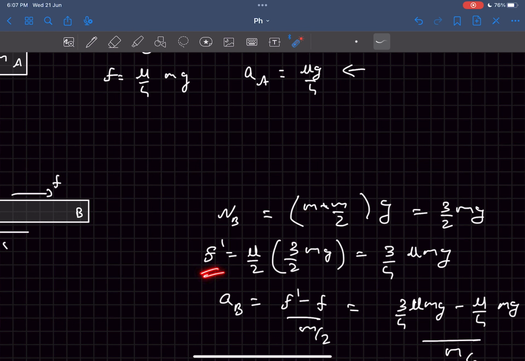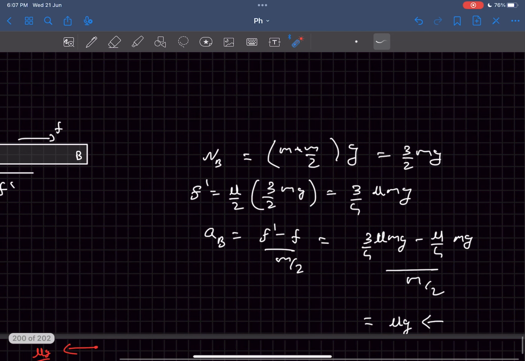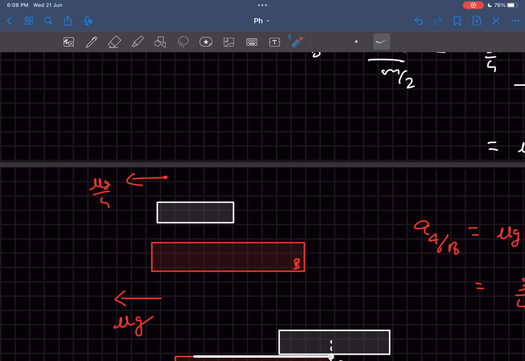So the friction force there, f dash, would be the friction coefficient times the normal reaction, which would be 3 by 4 mu mg. So as you can see, f dash is greater than f, which means the acceleration of B would be f dash minus f divided by the mass of block B, which would be mu g towards the left. So now we have determined the acceleration of block A and acceleration of block B.